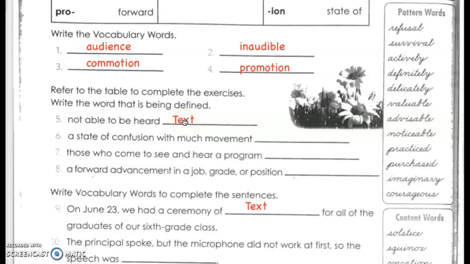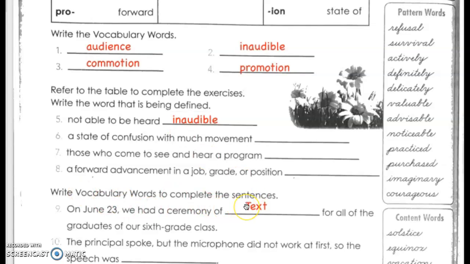All right, refer to the table to complete the exercises. Write the word that's being defined. Okay, so this time we're writing down the meaning. So, the word of the meaning. Number 5, not able to be heard. We just went over that. Which word means not able to be heard? Great.